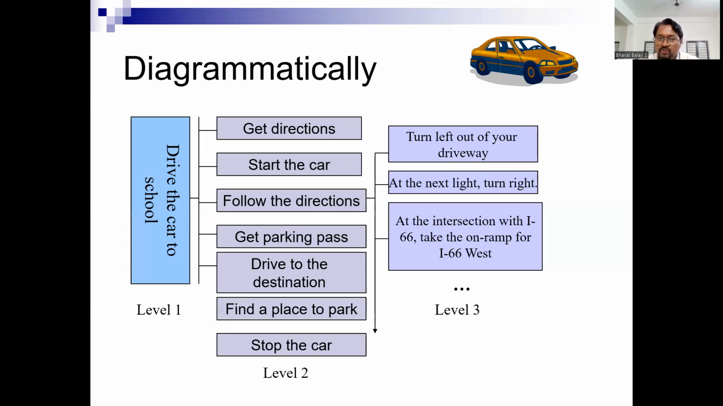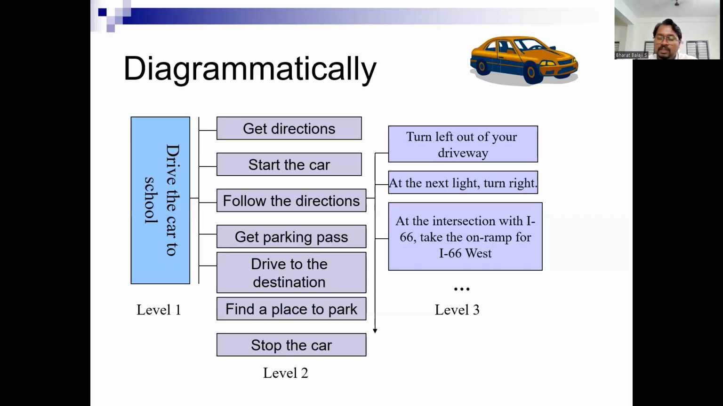These many instructions, 1, 2, 3, 4, 5, 6, 7, are not given in level 1 abstraction. That is, only one instruction is given: drive to school. Wherever you want, park the car. In whichever direction you want to come to school, you can come. But you have to drive the car to school only. That is level 1.